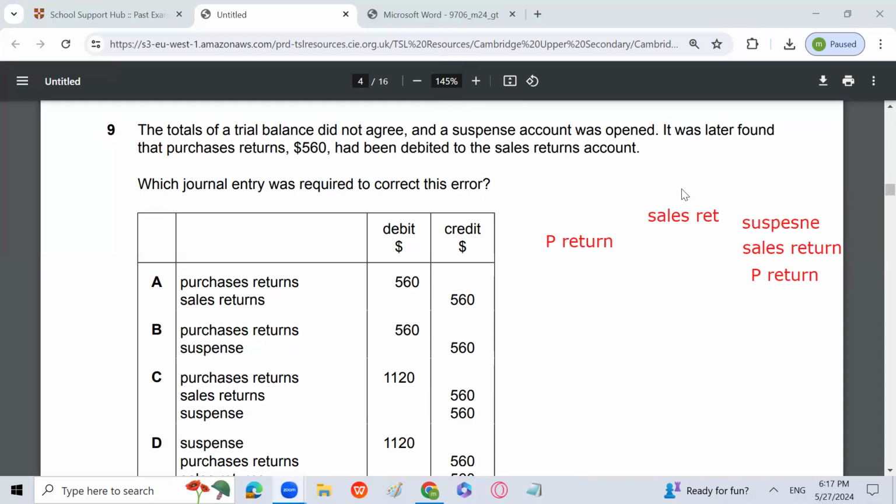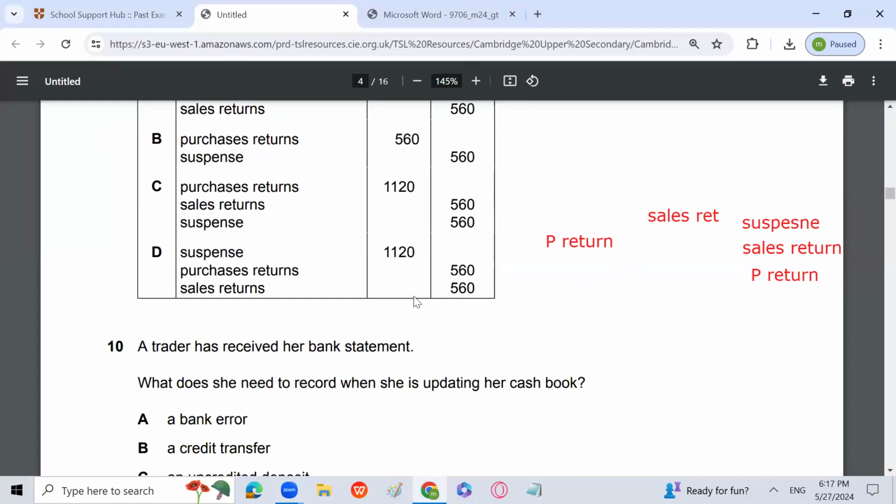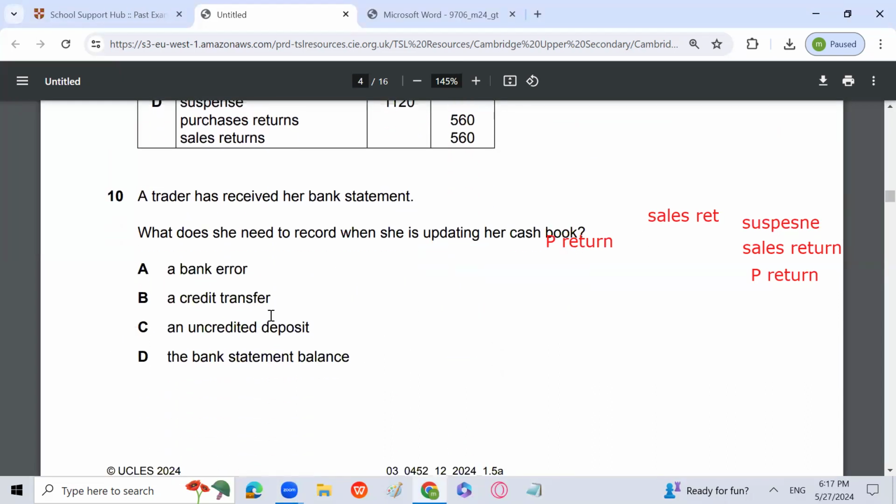G. Next, a trader has received her bank statement. What does she need to record when she is updating her cash book? What will come in the cash book? A credit transfer.